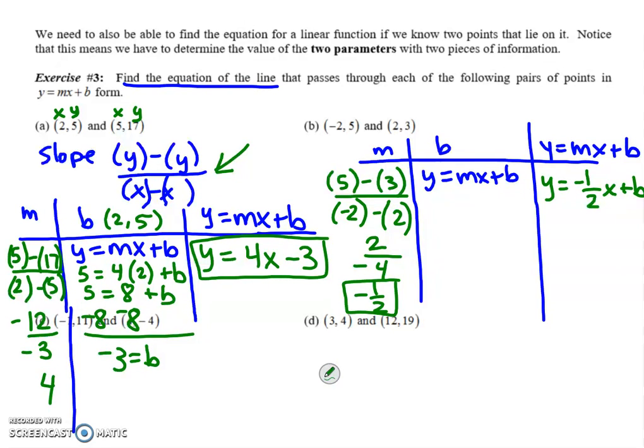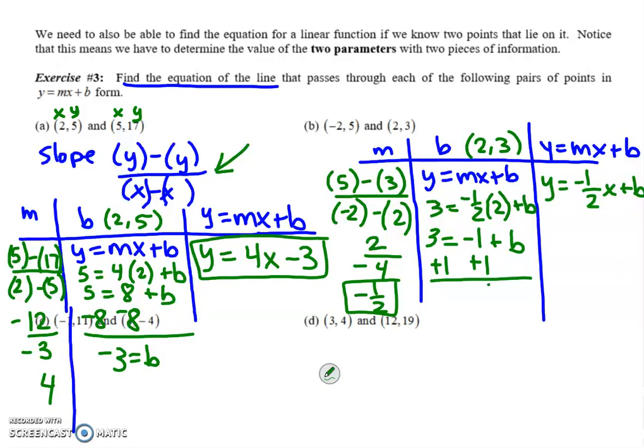I'm going to choose the point of my liking. I like the positives, but you certainly could have chosen the other one. The y value is 3. The slope is negative 1/2. The x value is 2. And I'm going to add the b. That's where I'm solving. Negative 1/2 of 2 is negative 1, plus b. Solve like we're brilliant at, because you guys are amazing. And b equals 4. So my equation is y equals negative 1/2 x plus 4.